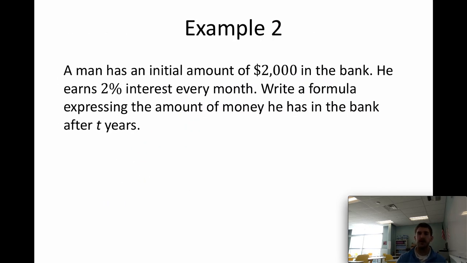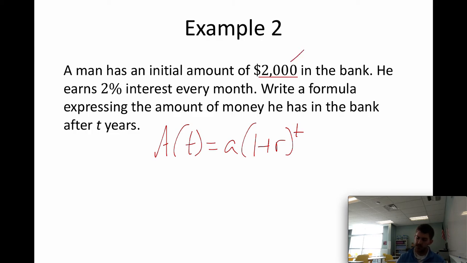So let's take a look at an example here. A man has an initial amount of $2,000 in a bank. He earns 2% interest every month. Write a formula expressing the amount of money he has in the bank after t years. So I'm going to use the formula A of t equals A times 1, and in this case we're growing in interest, so 1 plus r to the t. Now, what we know is $2,000, that's our initial amount, the amount we're going to be plugging in. So A equals 2,000.